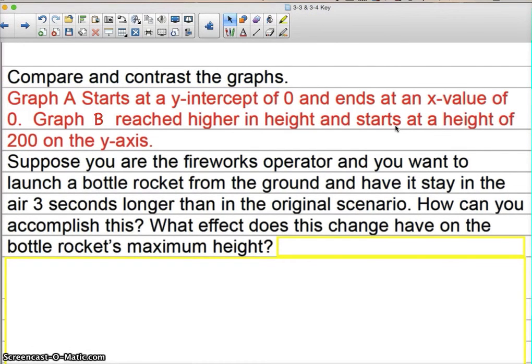All right, now the last little piece. Suppose you are the fireworks operator and you want to launch a bottle rocket from the ground and have it stay in the air 3 seconds longer than in the original scenario. How can you accomplish this? I'm sure most of you have launched bottle rockets, or at least you've seen it before. What could be some things that you could do to get it to be in the air longer? Okay, go ahead and pause it and write some things down.